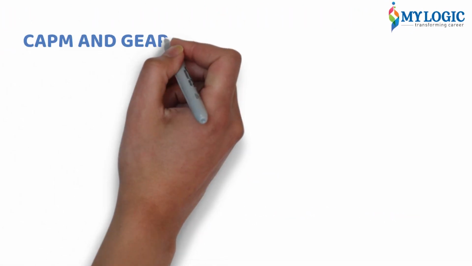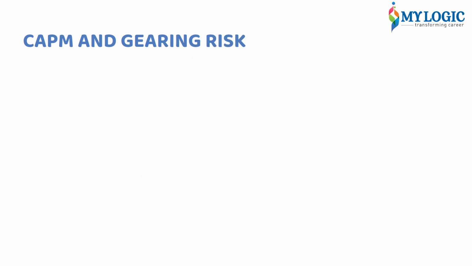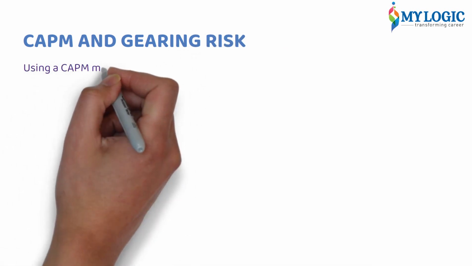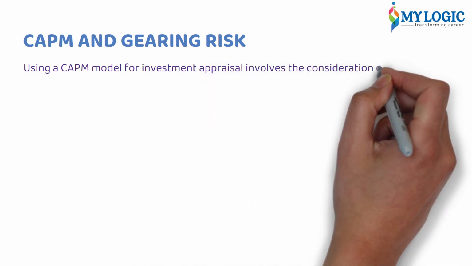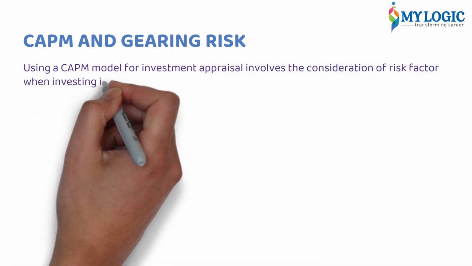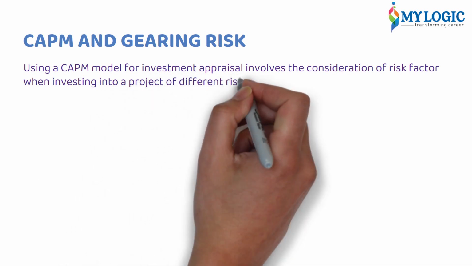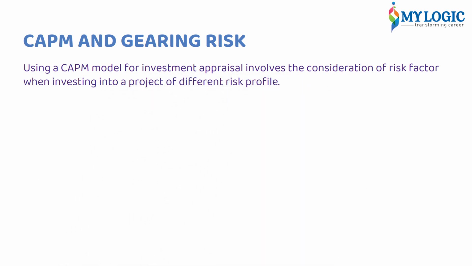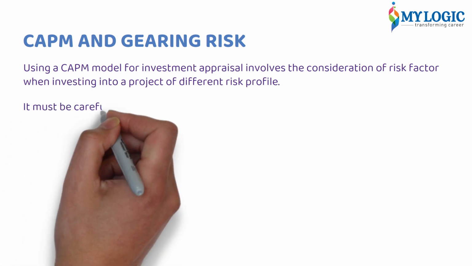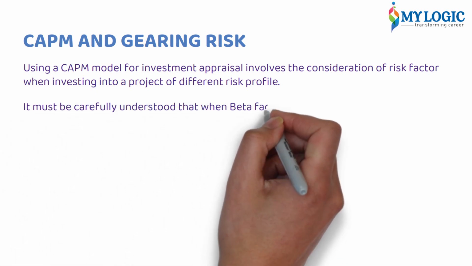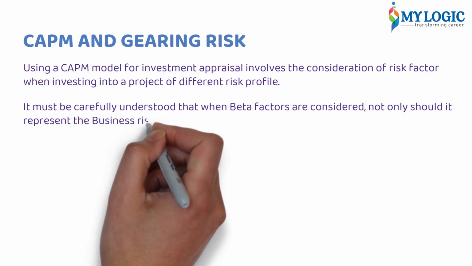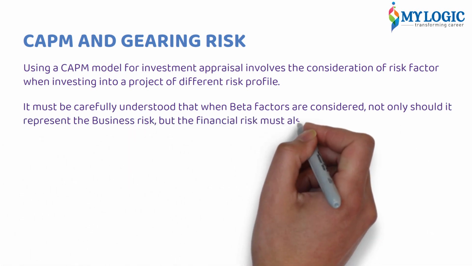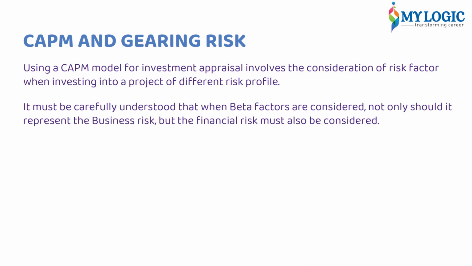CAPM and gearing risk. Using a CAPM model for investment appraisal involves the consideration of risk factor when investing into a project of different risk profile. It must be carefully understood that when beta factors are considered, not only should it represent the business risk, but the financial risk must also be considered.